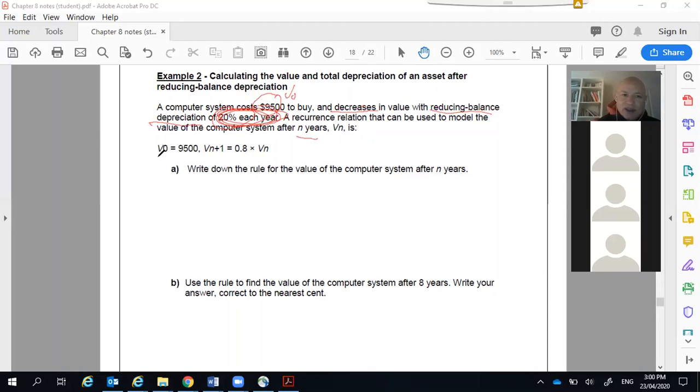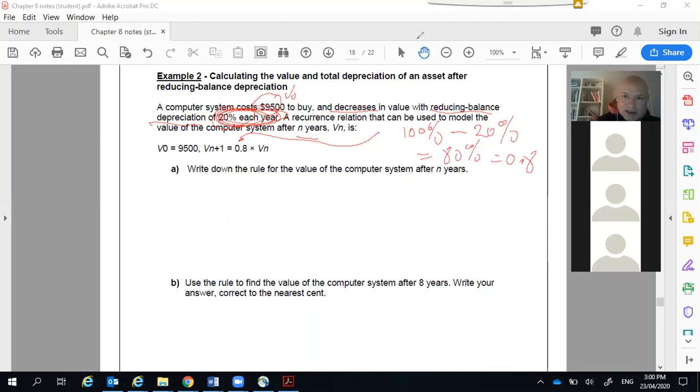Vn is here. Okay, we know this. How do we get the 0.8 again? Well, it's 100%, but it's decreasing, reducing balance depreciation. So minus by how much? 20%. Okay, 100 minus 20% gives us 80%. That as a decimal, 80 divided by 100 is 0.8. That's how we get the 0.8. So there's our recurrence relation.